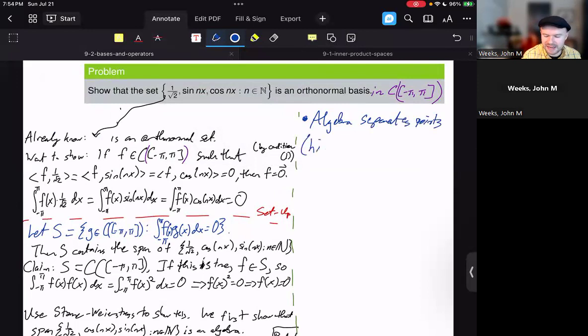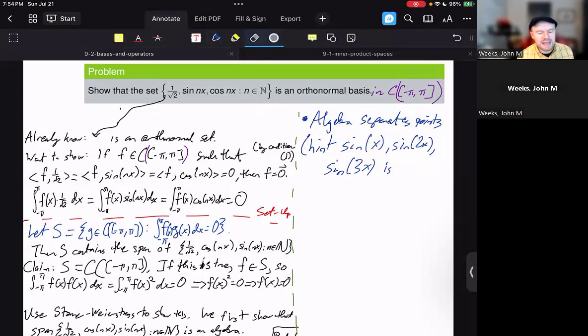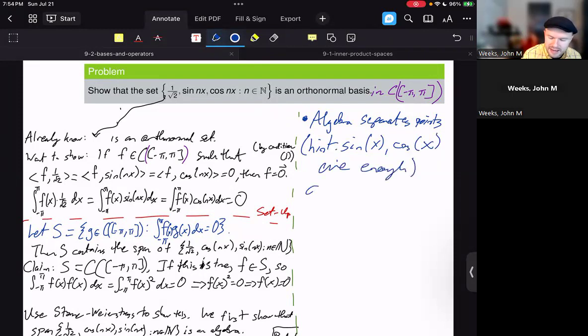You can take a little hint there: sine of x, sine of 2x, sine of 3x, and so on, this is enough. In fact, yes, sine of x, sine of 2x, sine of 3x are enough to show this. And if you don't get it with sine of x and these things, you can just throw in a cosine of x and you can get there. So sine of x and cosine of x are enough. And that it vanishes nowhere.